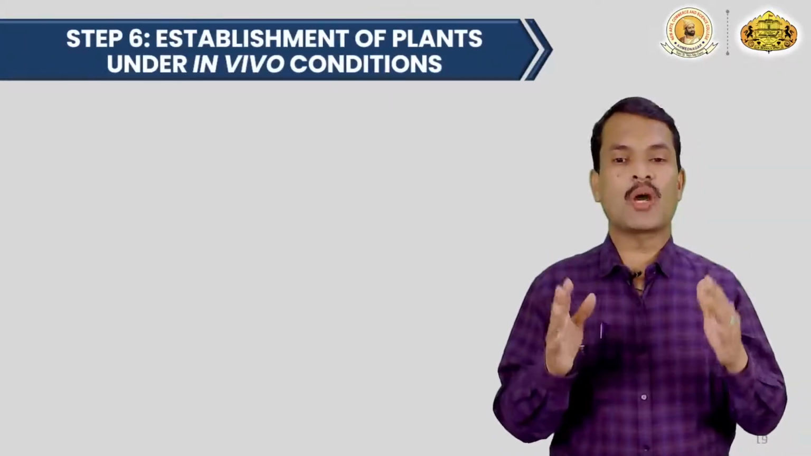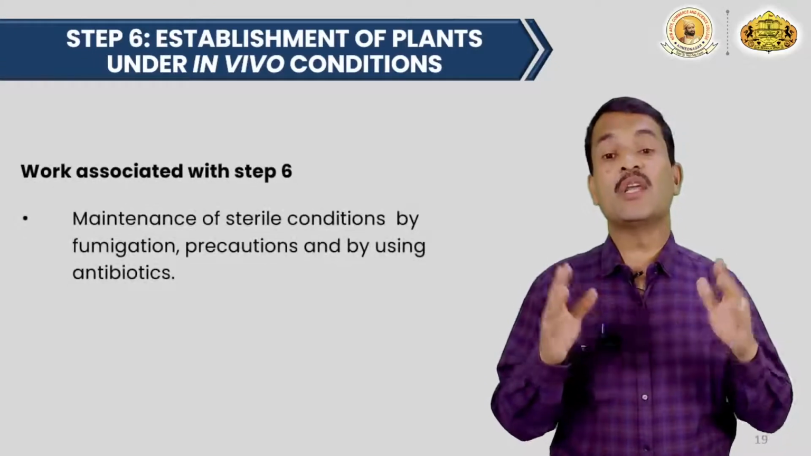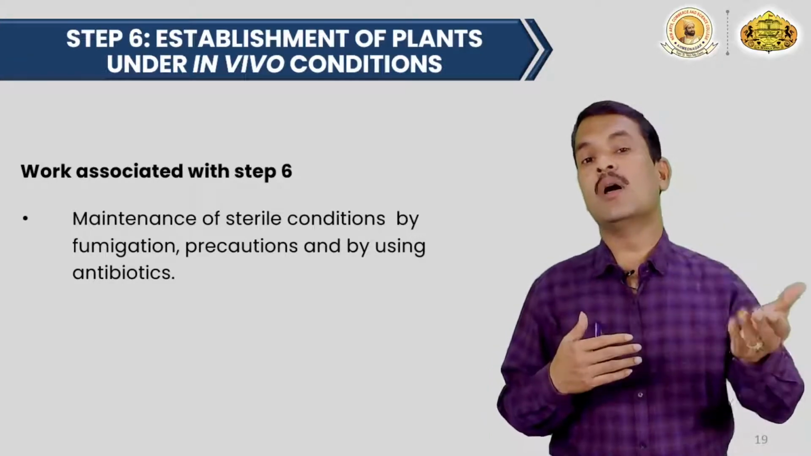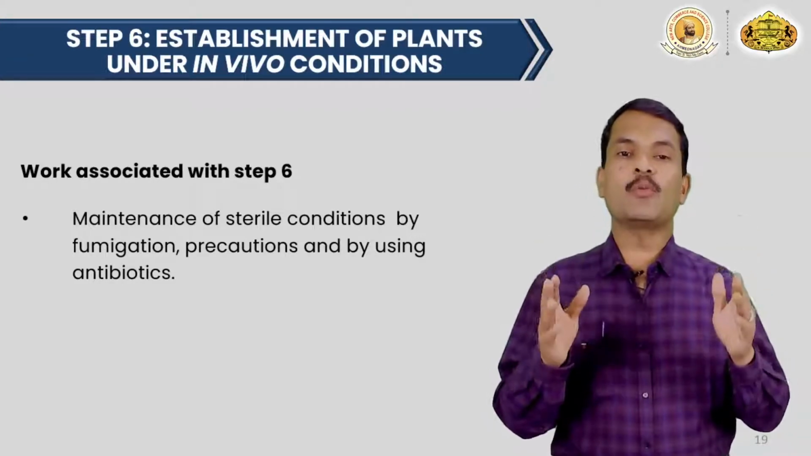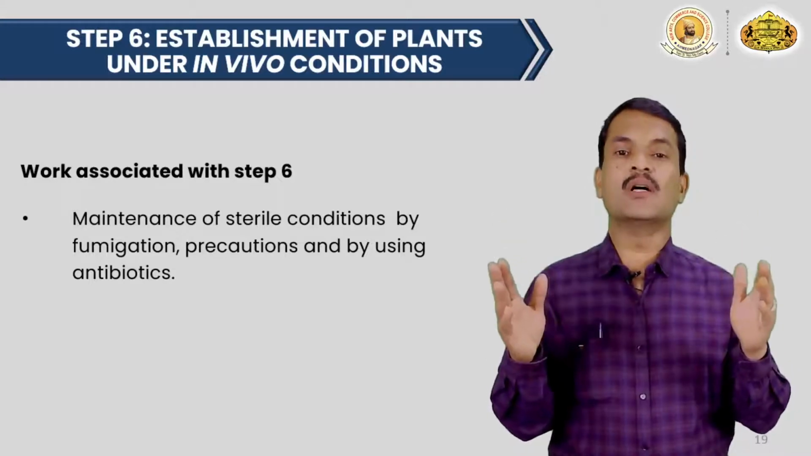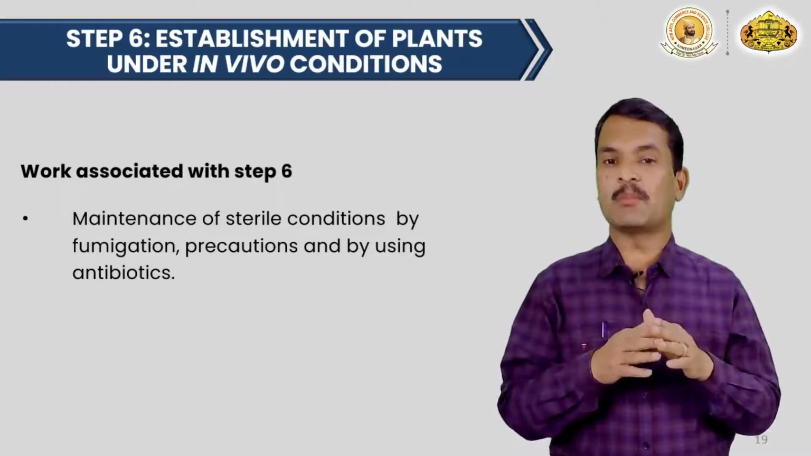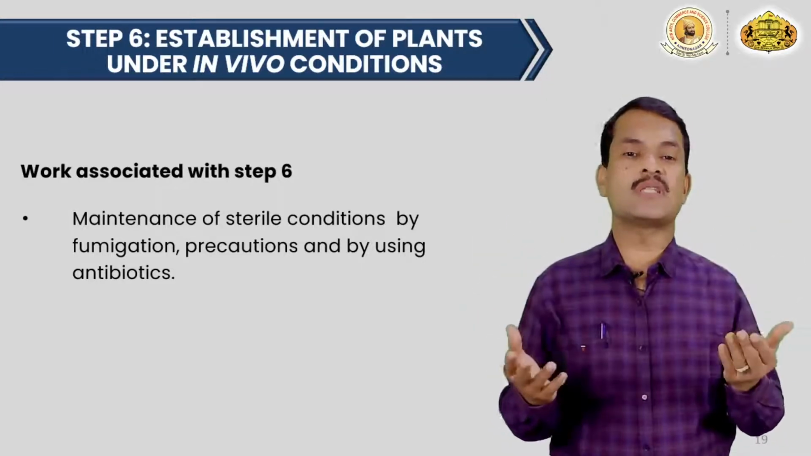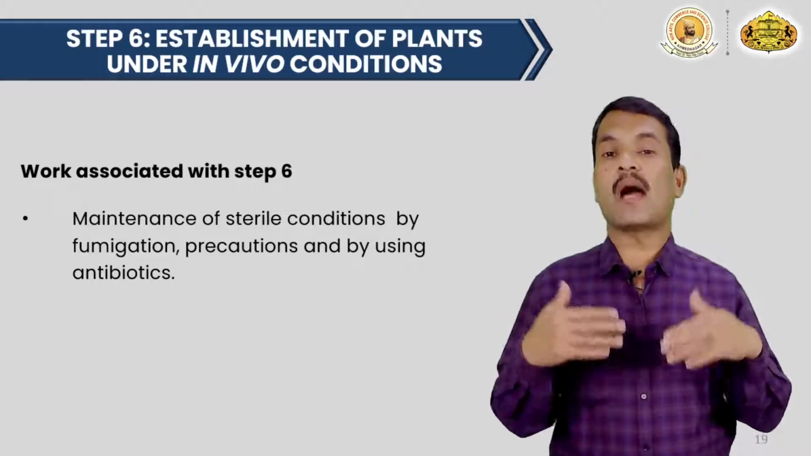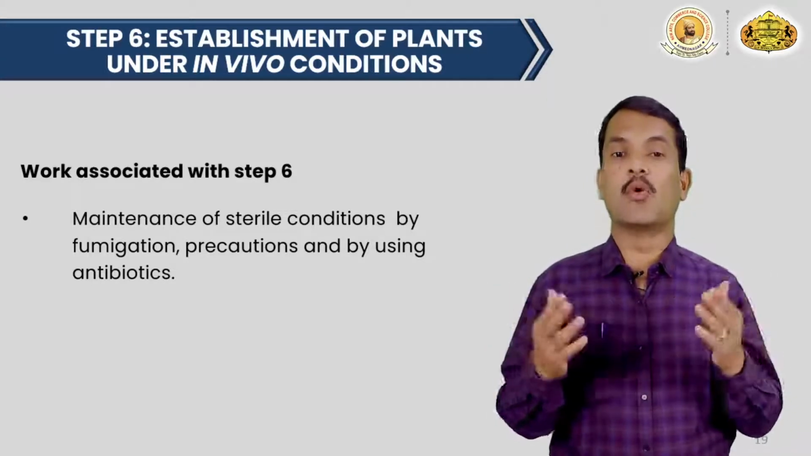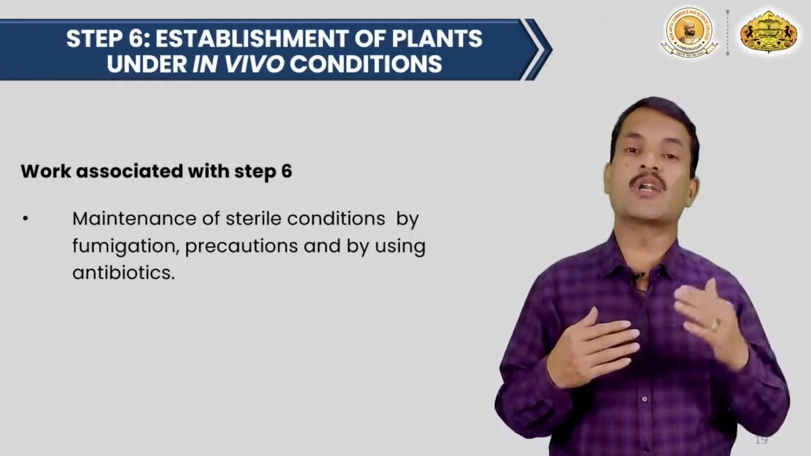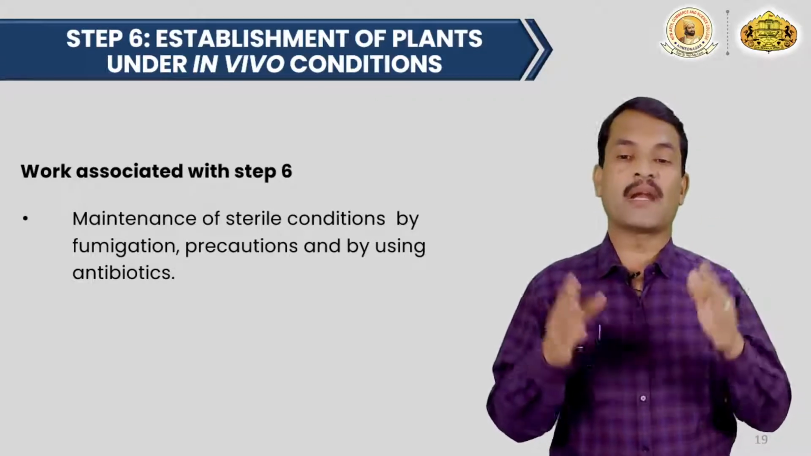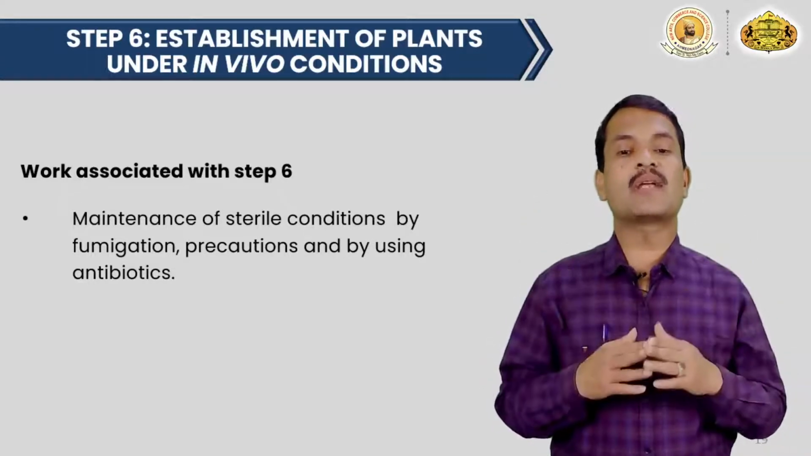Last stage is where you are going to establish your plantlets under in vivo condition, that is natural conditions. You need to take all these plants to the polyhouse, where you are going to maintain initially a very high amount of humidity and a low amount of light, remember, because plants are grown under ideal conditions, and because of that they may not be able to survive in that new condition. You need to maintain high humidity because stomata are open continuously, and because of that they will lose water, which may result in wilting and ultimately the death of that plant. So we need to maintain certain conditions.